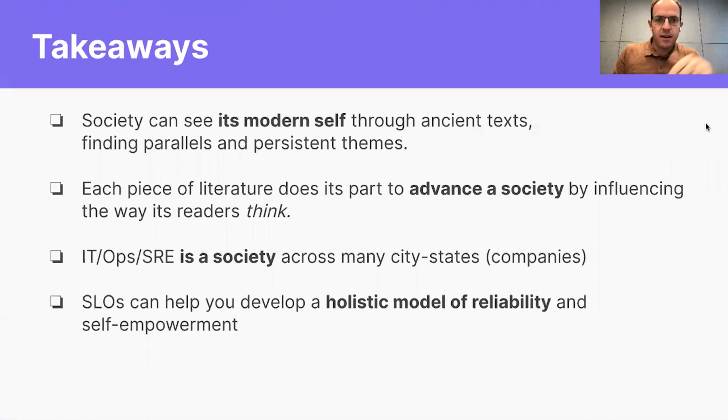So what are the takeaways? I think that through literature, society can find parallels between its current self and ancient texts. Each piece of literature can advance society by changing the way people think. And I think we're part of a society. The IT ops or SRE or whatever you want to call it is a society that spans many city-states, or many companies today. By using SLOs as our narrative, we can develop a holistic model of reliability and self-empowerment, and we can make the internet more reliable.